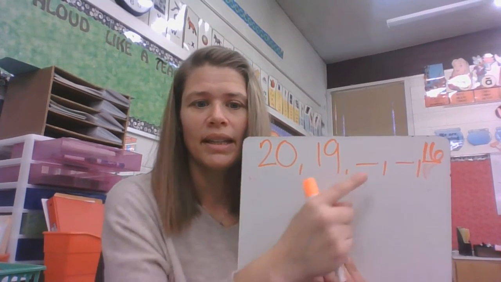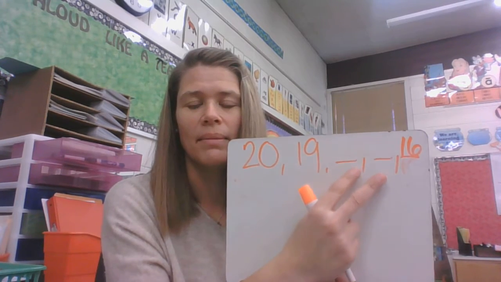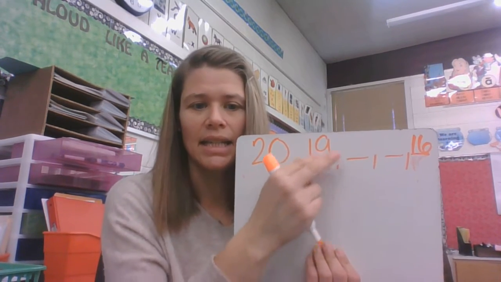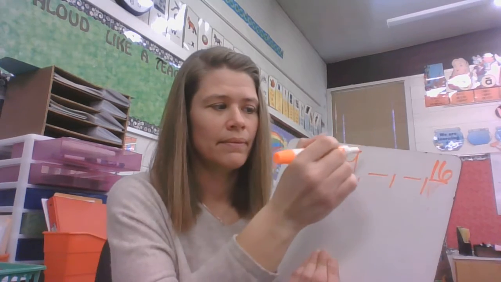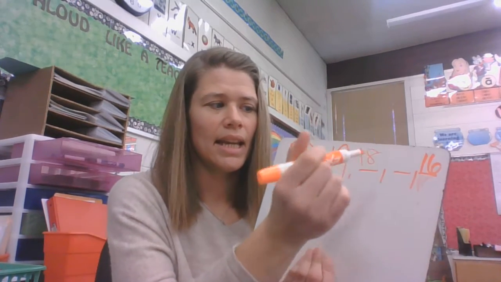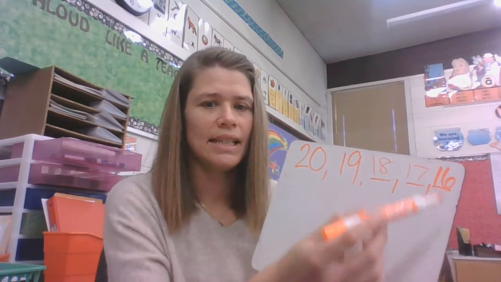So I can just quickly figure out my last two numbers that I'm missing. So 20, 19, what comes just before 19? 18 and 17. So 20, 19, 18, 17, and 16.